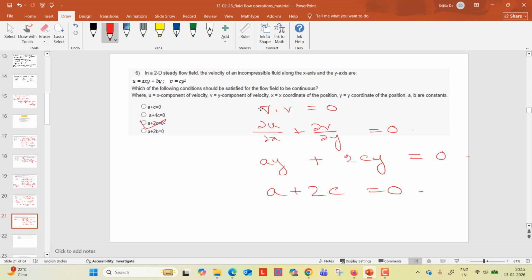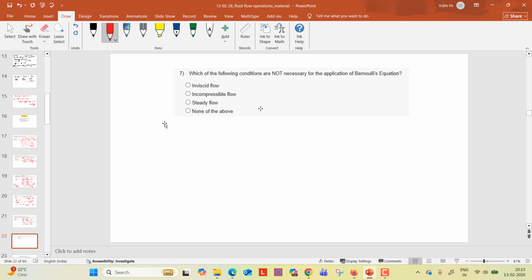Next, which of the following conditions are not necessary for the application of Bernoulli's equation? Inviscid flow, incompressible flow, steady flow, none of the above. So all of these conditions are necessary for Bernoulli's application. That's why the answer is none of the above.